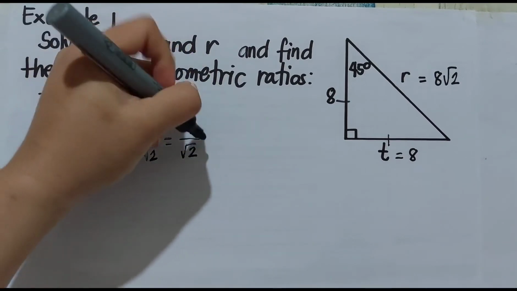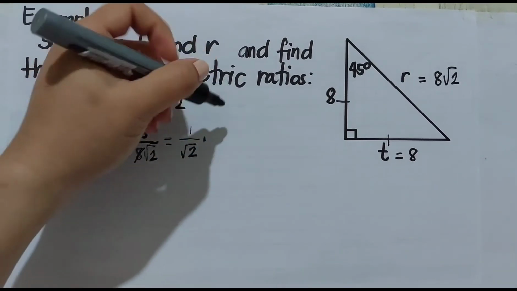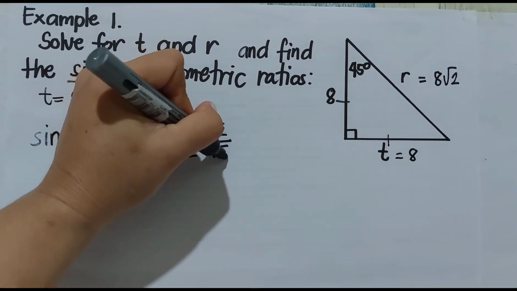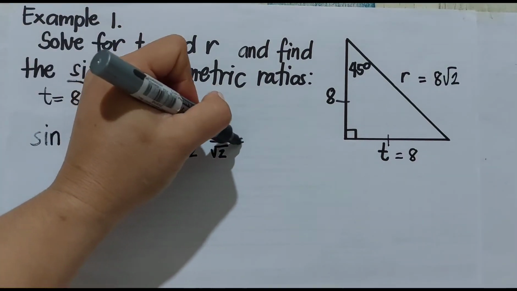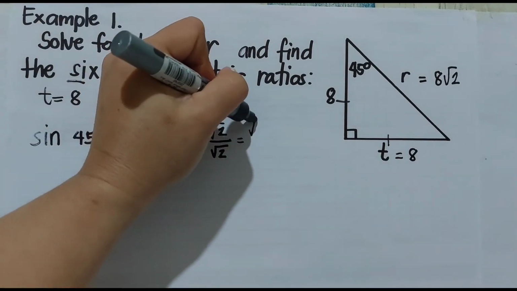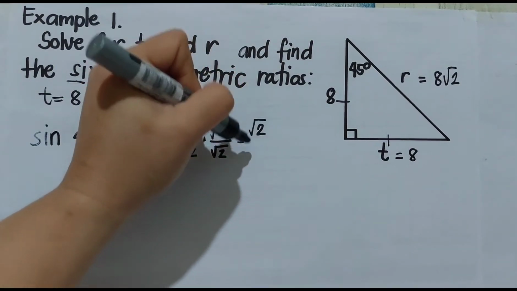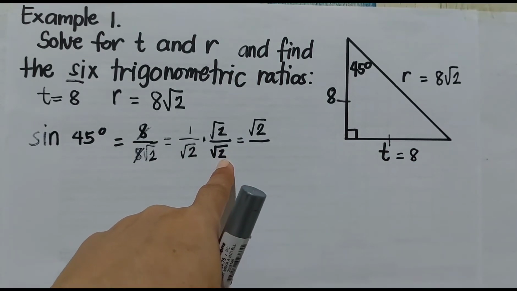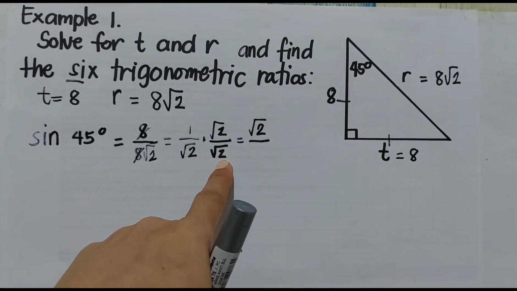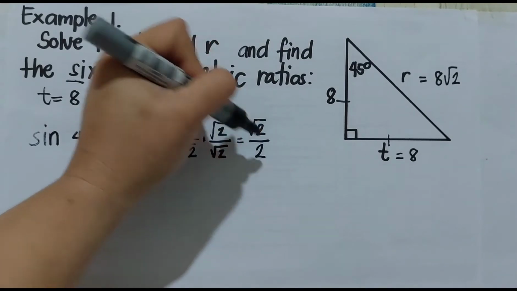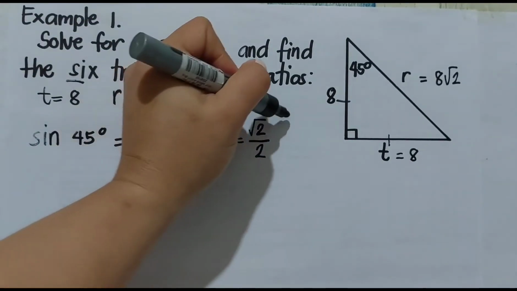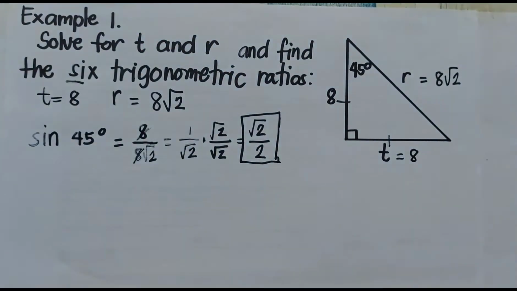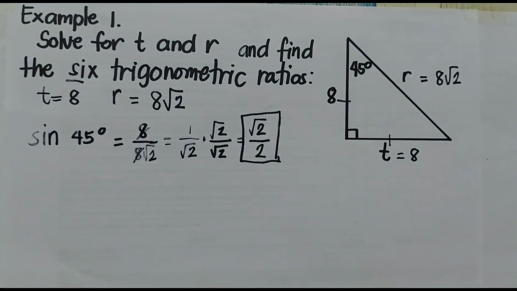So, times the perfect square, square root of 2. So, times square root of 2 over square root of 2. So, 1 times square root of 2, that is square root of 2 over 2 times 2, that is 4. And square root of 4 is 2. So, therefore, your sine 45 degrees is square root of 2 over 2.